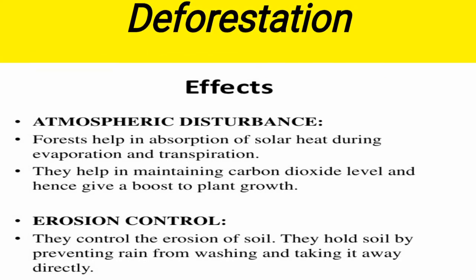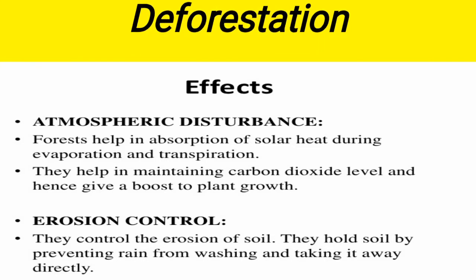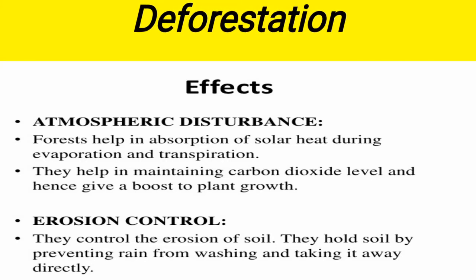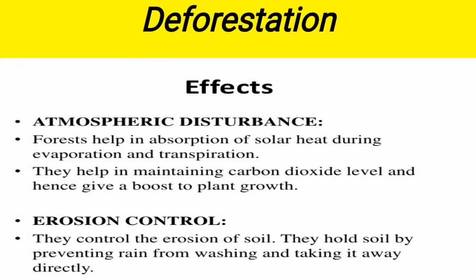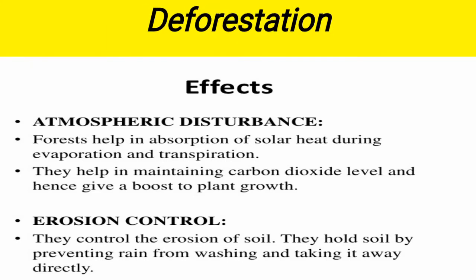Okay, so girls and guys, let's discuss the next factor which is mentioned on the slide, that is erosion and flooding. Okay, well, as you know very well, trees control the erosion of the soil. They hold the soil by preventing rain from washing it away directly. Well, when the trees are removed, the leaves or branches of the trees do not stop the raindrops. As a result, rainwater washes away the top layer of the earth, and this is called soil erosion. And guys, in some cases, it can cause severe flooding as well.